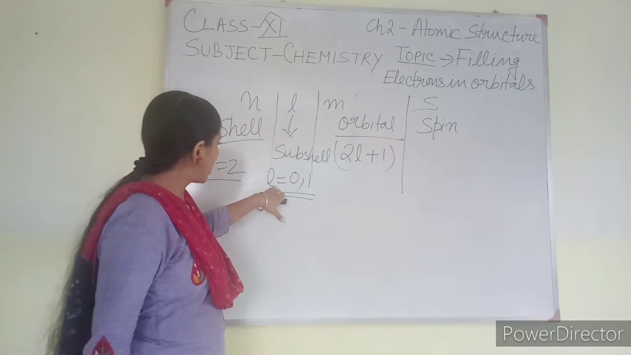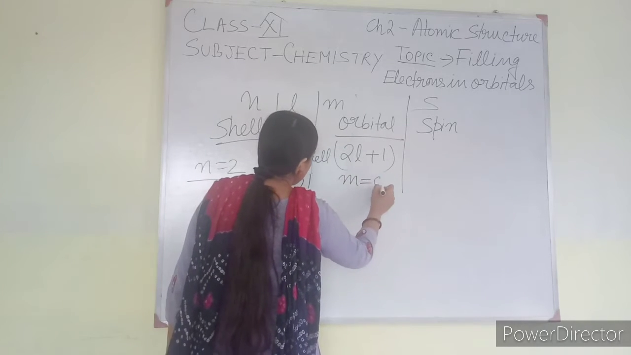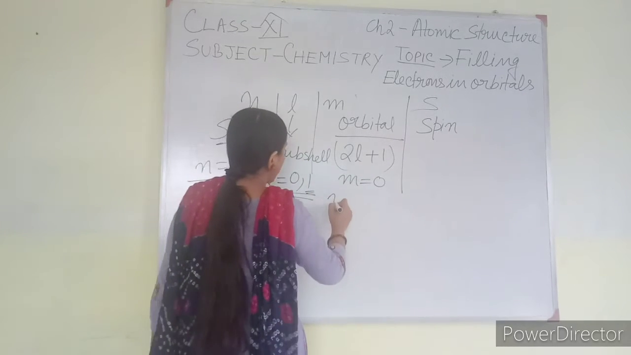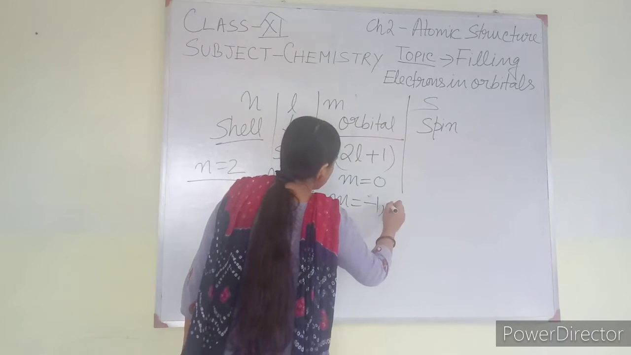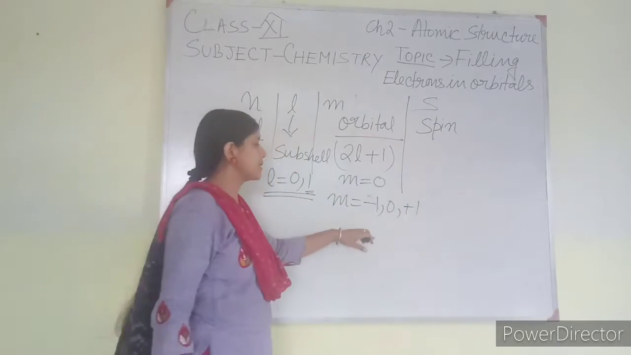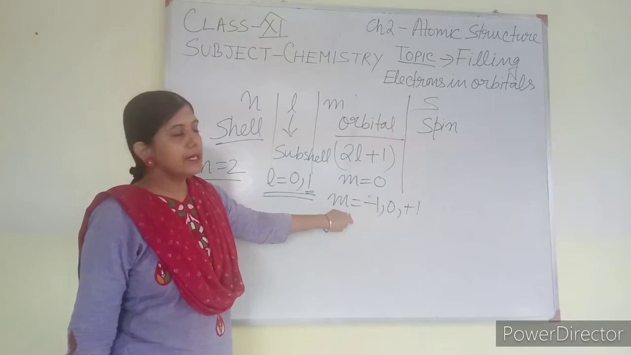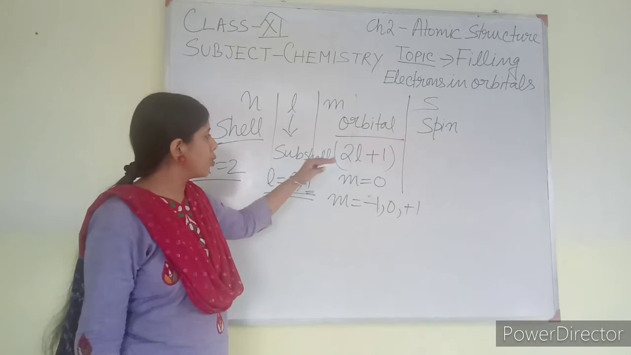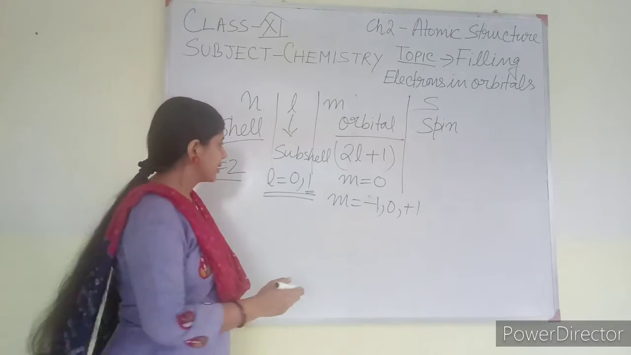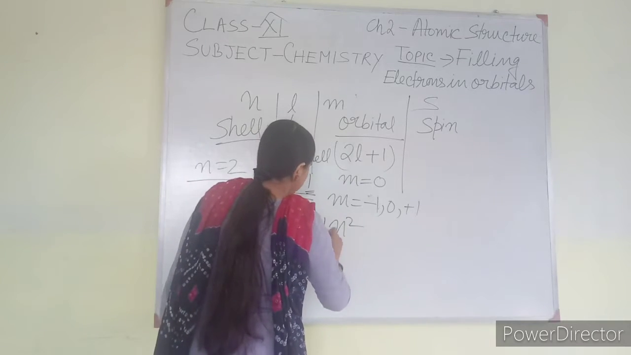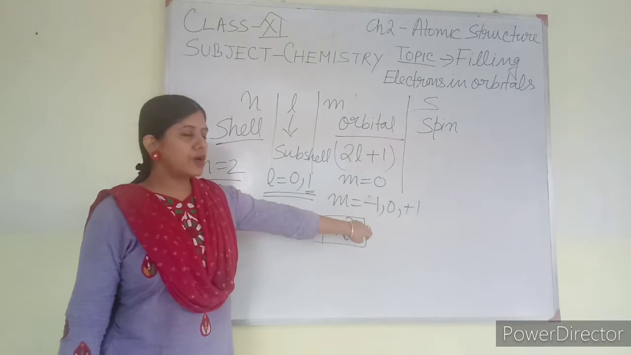That means for L equal to 0, M is also 0. For L equal to 1, M is minus 1, 0 and plus 1. These were the values of M. So if I want to write it in terms of n, how many magnetic quantum numbers, that is orbitals, will be there? The answer is n square. N square will give you the number of orbitals.